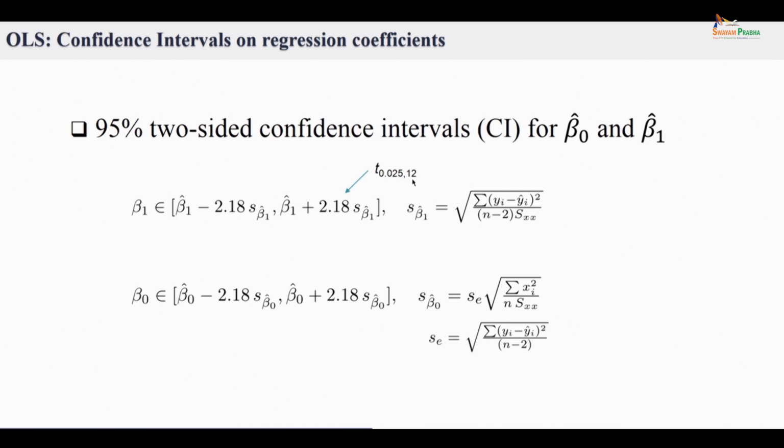Why 12 degrees of freedom? Because in this particular example, we had 14 points and we use 2 of the points for estimating the 2 parameters. So, n minus 2 is the degrees of freedom, which represents 12. In general, depending on the number of data points, this value 2.18 will change.